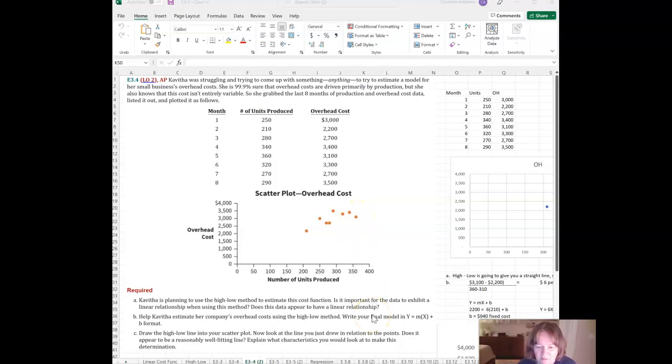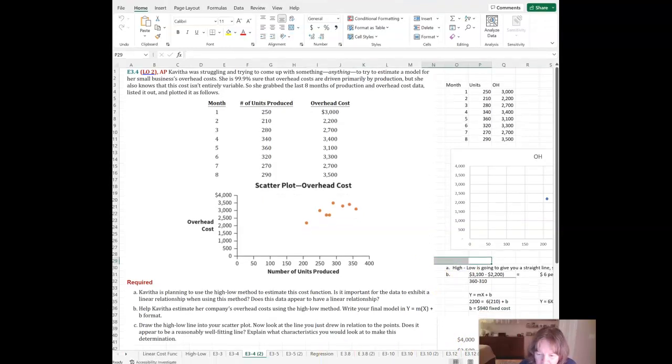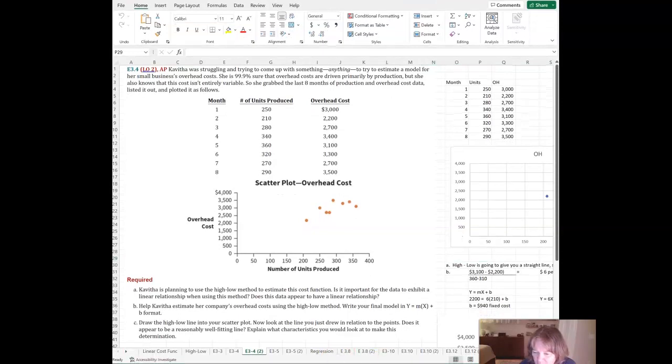So the first question is, for the high-low method, do you have to have a linear relationship for that? And you do, because it's a linear function. Okay, it's a linear formula. So that's what we're looking for. So now we had to estimate what the cost was. Let me go over here a little bit.